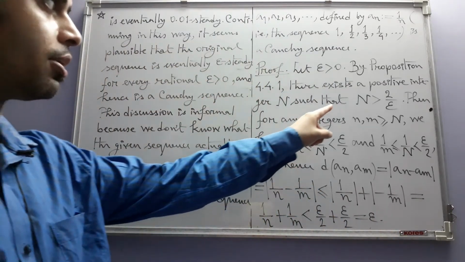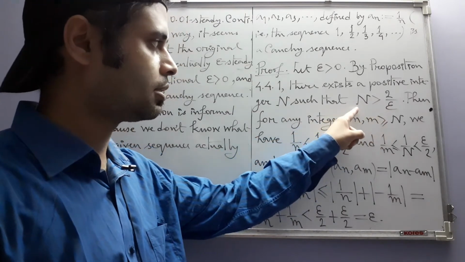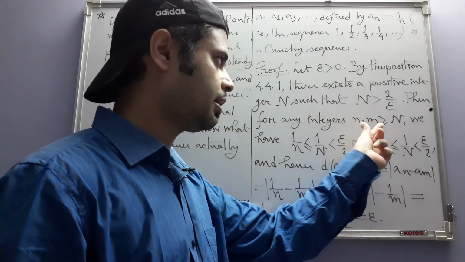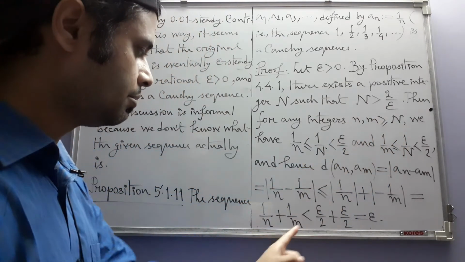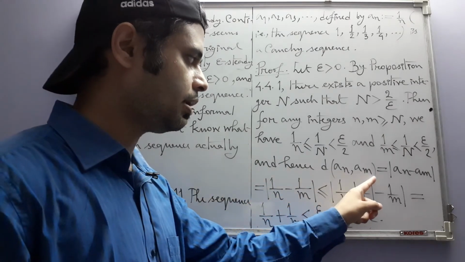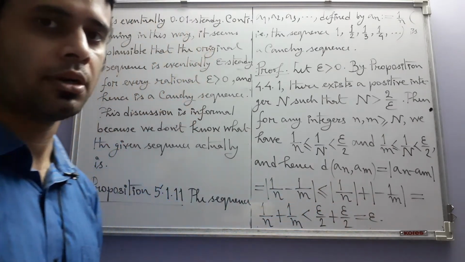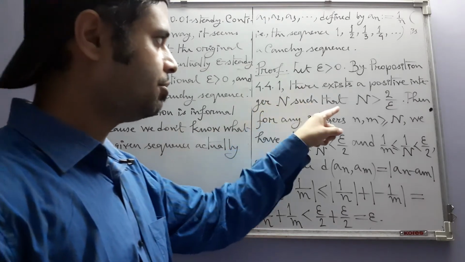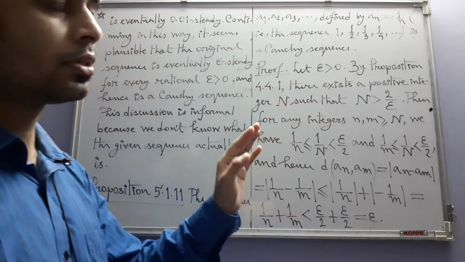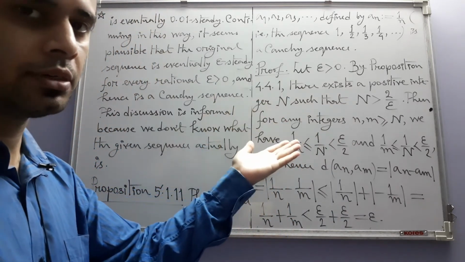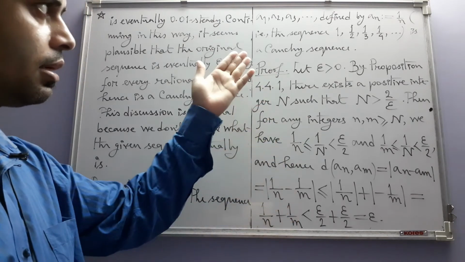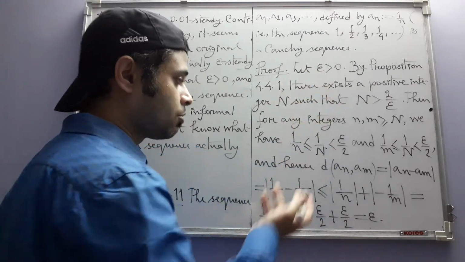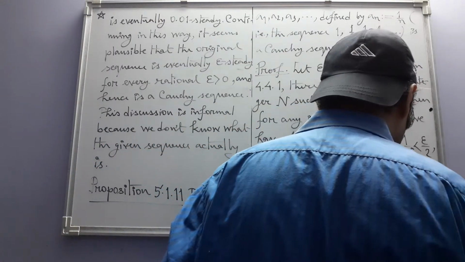So we can see that for such a choice of positive integer capital N, whenever we choose integers n and m greater than or equal to capital N, then the distance between a n and a m is less than epsilon. That tells us that this sequence is eventually epsilon steady. But this epsilon is any positive rational number, so that's why the sequence we have been given is a Cauchy sequence. Okay.